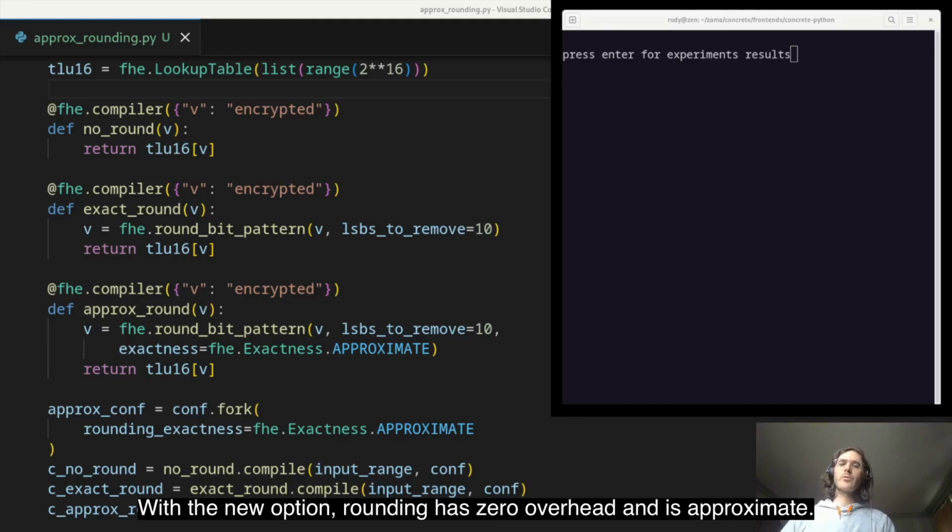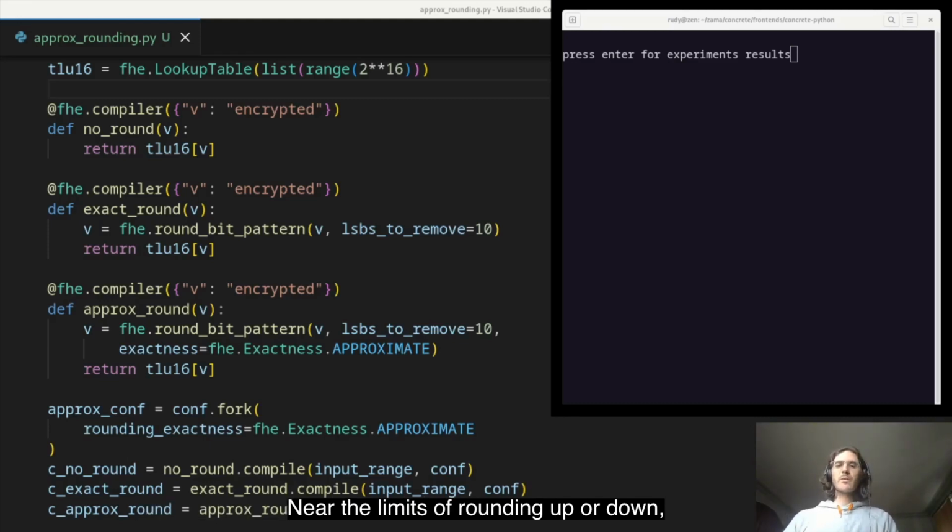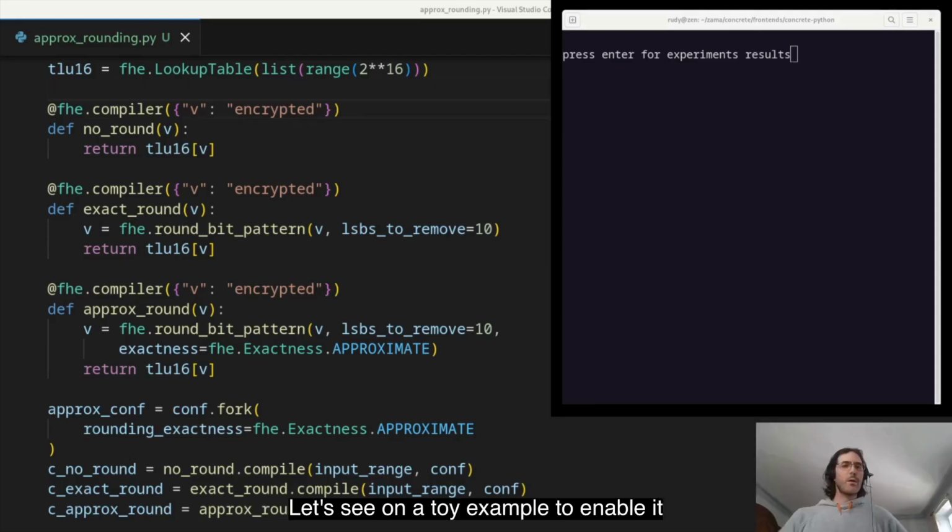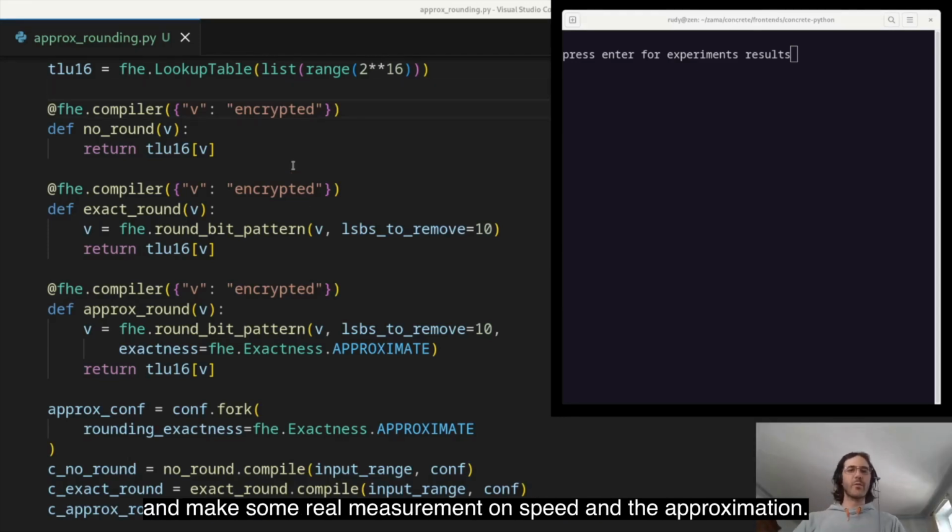With the new option, rounding has zero overhead and is approximate. Near the limits of rounding up or down, it sometimes rounds up instead of down, and vice versa. Let's see on a toy example how to enable it and make some real measurements on speed and the approximation.